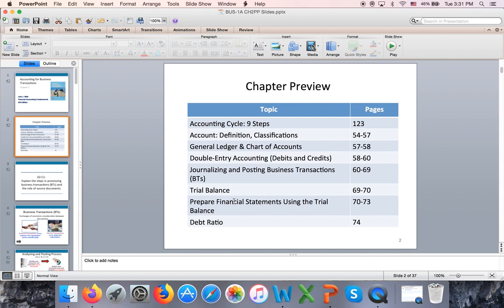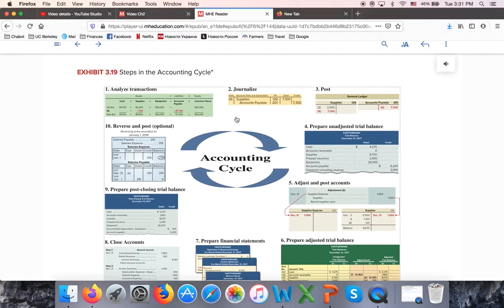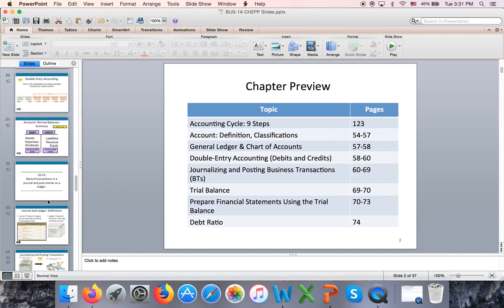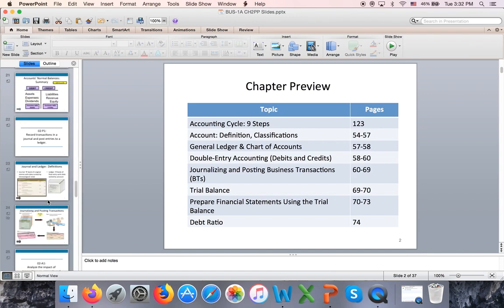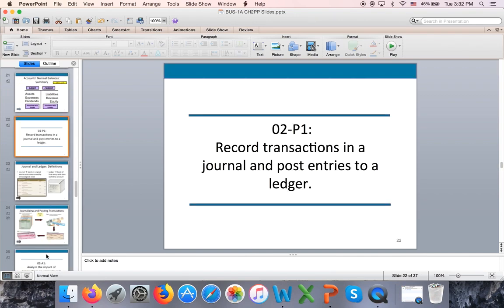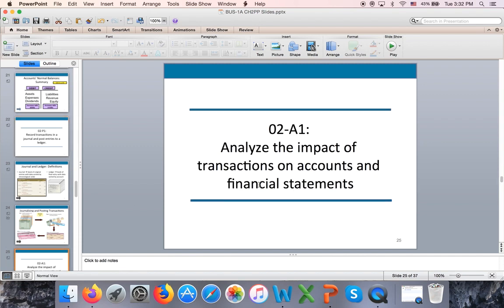So I'll just briefly go over the slides, and then I will cover one ratio at the end of this chapter, which is the debt ratio. We started chapter 2 with a picture on page 123, which is actually in chapter 3, of the accounting cycle. What we're going to do right now is go through steps 1, 2, and 3 repeatedly using a problem. Instead of me lecturing here, I think it's just nice to go through a few examples.